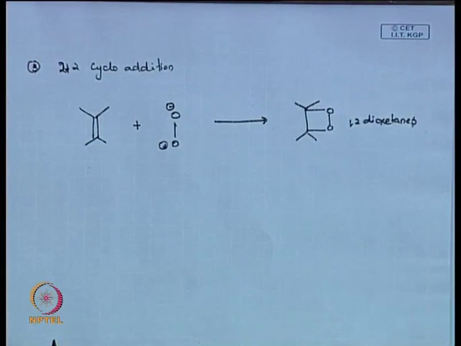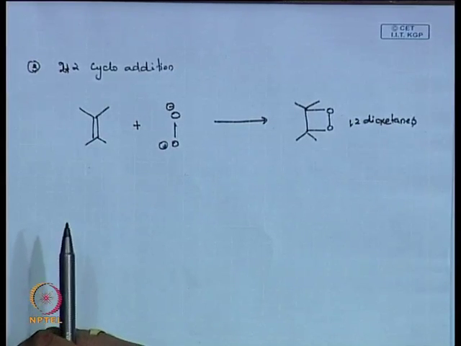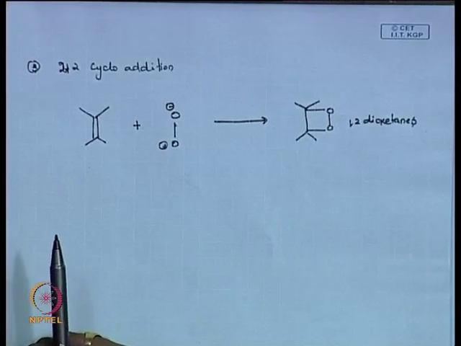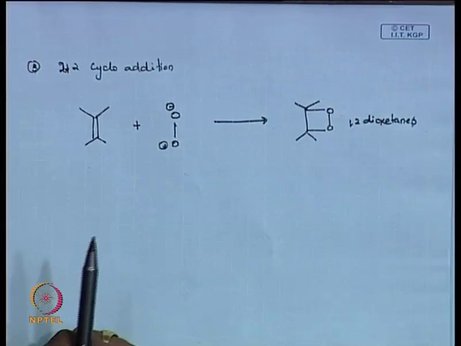So you have studied basically 3 reactions of singlet oxygen: one is the ene reaction, another is Diels-Alder, and another is the 2 plus 2 cycloaddition. Fine. Okay. Now I will give you one simple example. Take this molecule.